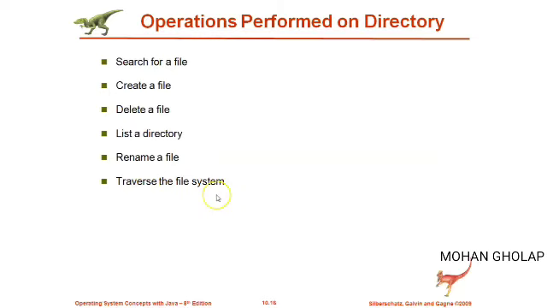The last one is traverse the file system. Traversing the file system means you may want to access every directory and every file within a directory structure. If you go on visiting all the directory content, the operation to be performed is traversing the file system.